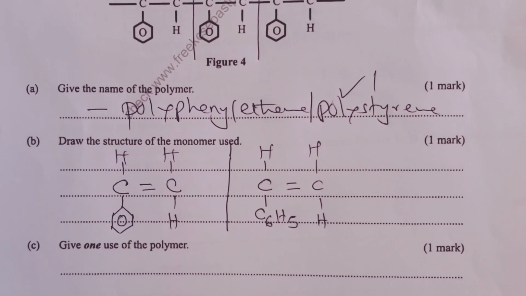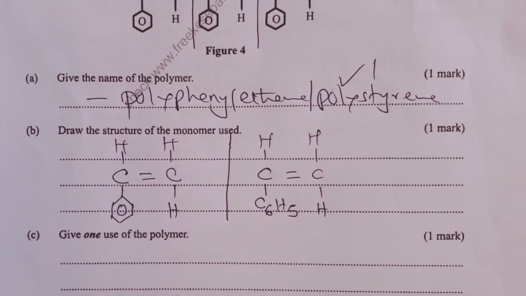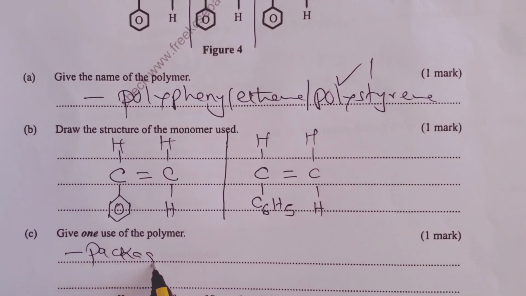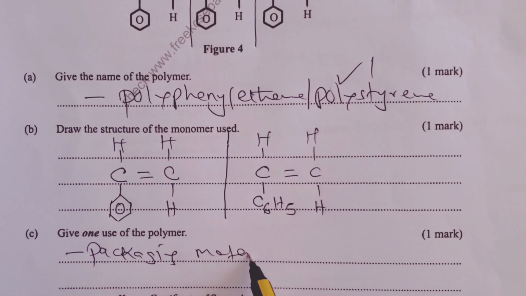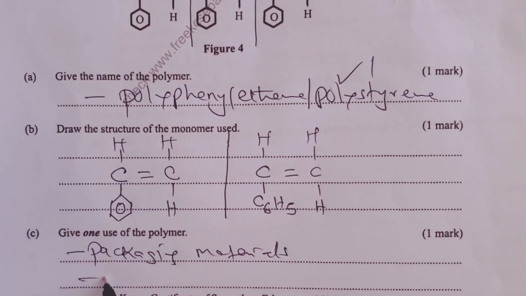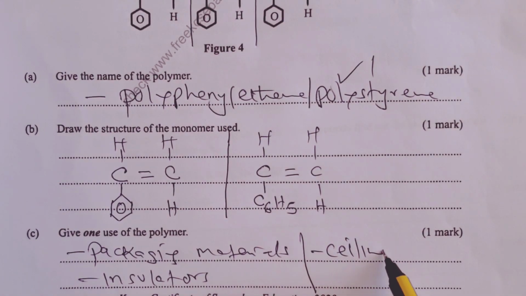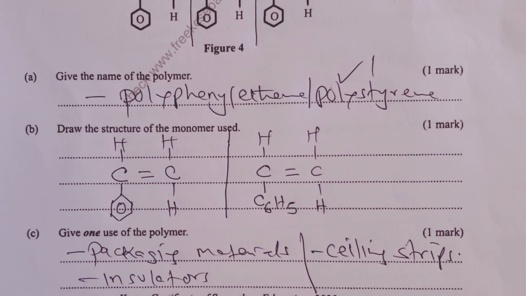Then we were asked to give only one use of the polymer. Polyphenylethene can be used to make packaging materials. We can also use it in making insulators and even in making sealing strips. Any of those would do. We now leave 2020 out and proceed to the year 2021.